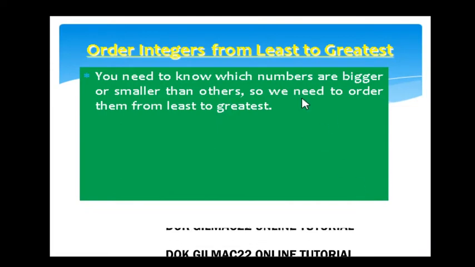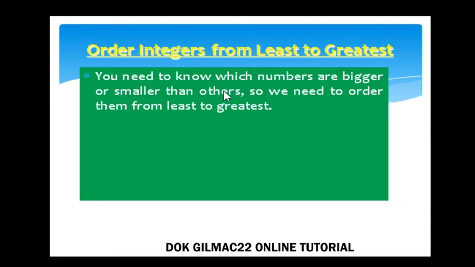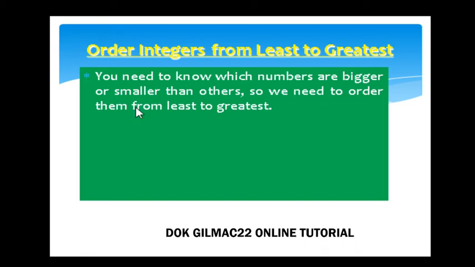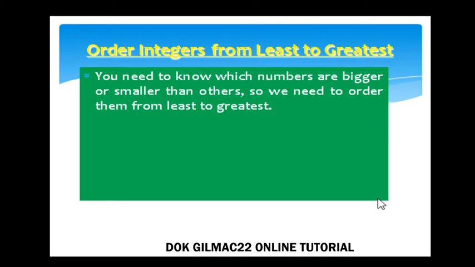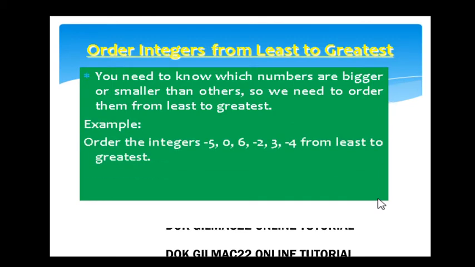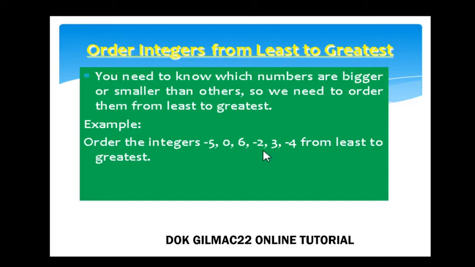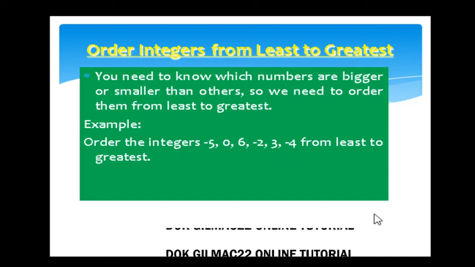Next, order integers from least to greatest. You need to know which numbers are bigger or smaller than others. So we need to order them from least to greatest. Now let's have an example. Order the integers negative 5, 0, 6, negative 2, 3, negative 4 from least to greatest.